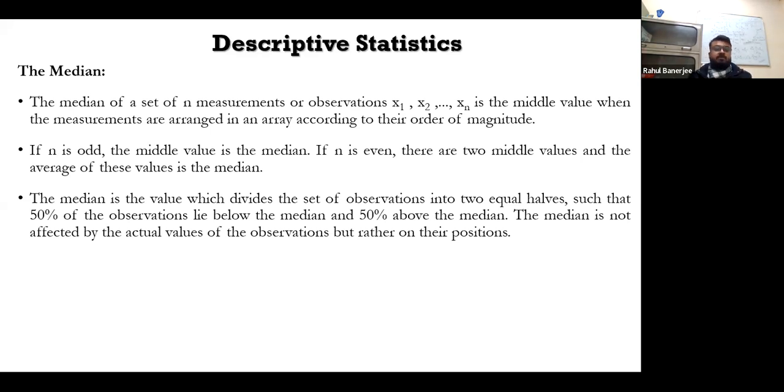Okay, so I told you that the median is the value which divides the set of observations into two equal halves, such that 50% of observations will lie below the median and 50% will lie above the median. So the median is not affected by the actual values of the observations, but rather by their positions. In the mean, we were summing the values and then dividing, so the mean was getting affected by the values of the variable. But in the median, we are just arranging them in an increasing or decreasing order. So it is not affected by the value of the observation, but by their position based on the intensity.